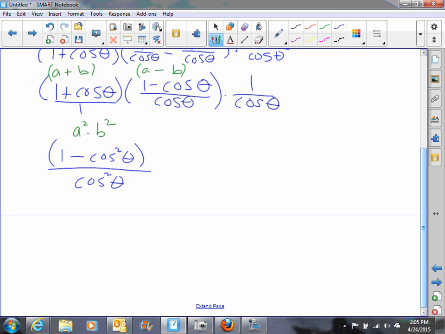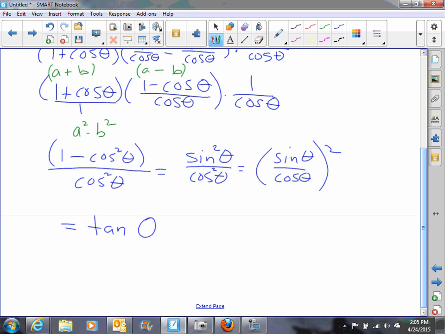Now, one of the identities in our basic trig toolbox is that 1 minus cosine squared theta is sine squared theta. So we can write this as sine squared theta over the cosine squared theta. Now also notice that the sine squared theta over the cosine squared theta is the same thing as the sine of theta over the cosine theta all squared. That's a property of exponents. But the sine of theta over the cosine of theta is the tangent of theta. And if we're squaring that, we get the tangent squared of theta.